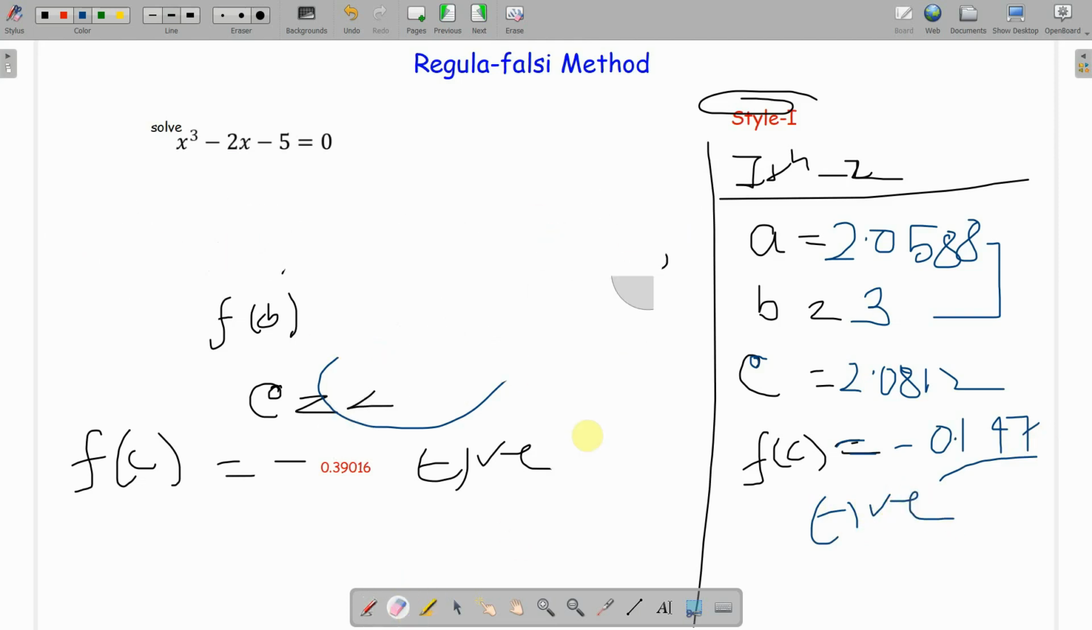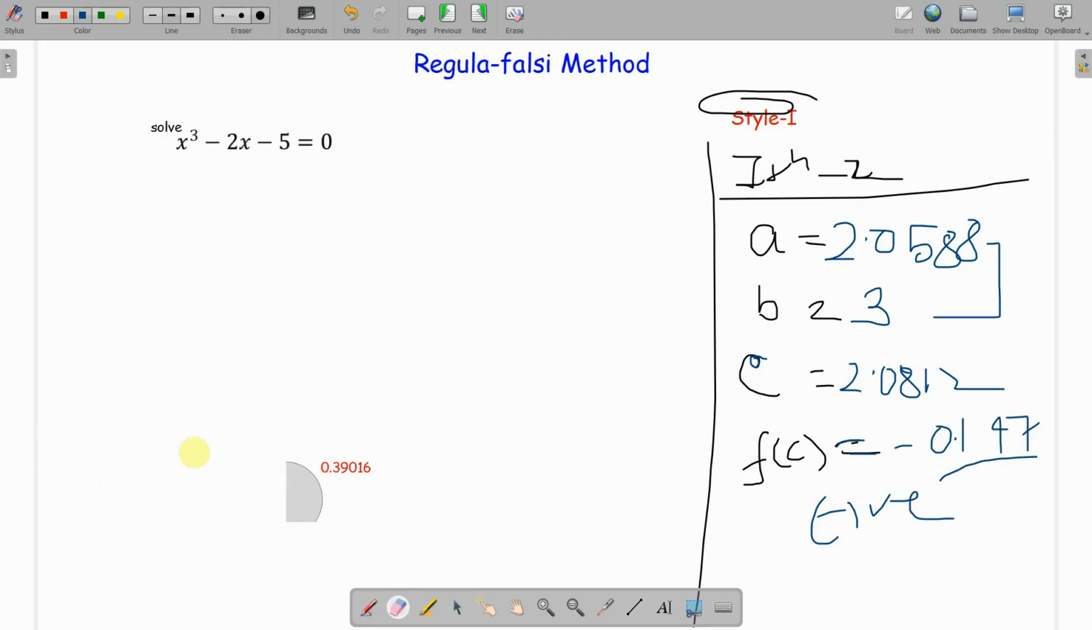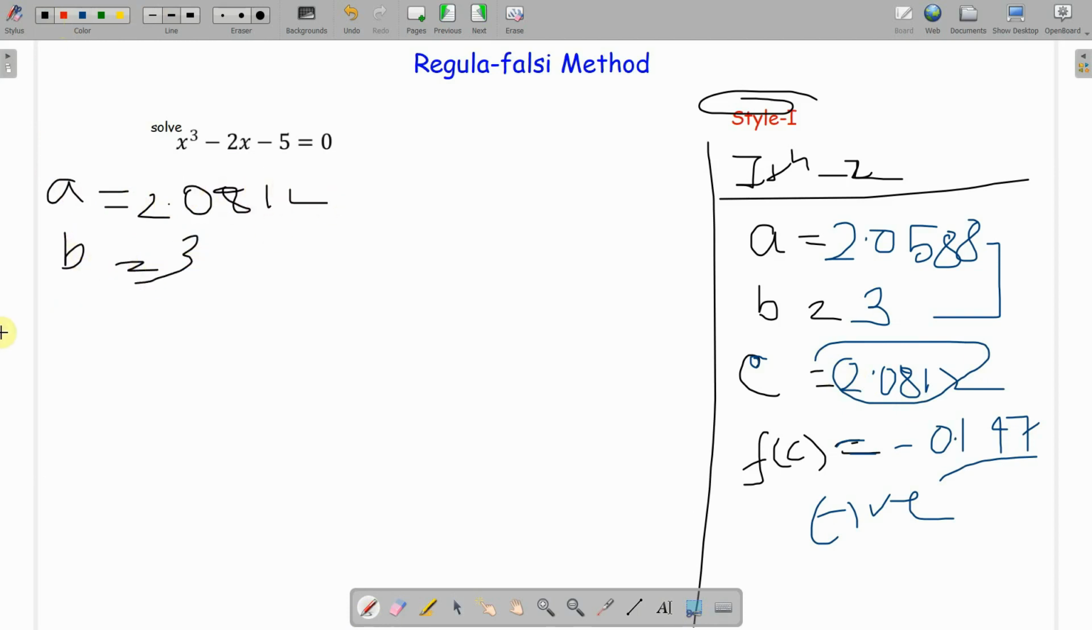So what will be the A and B value for the next iteration? A will be 2.0812, yes, A will be this value. B value will be equal to 3. Am I right? Yes, sir. Okay, so find the C value.